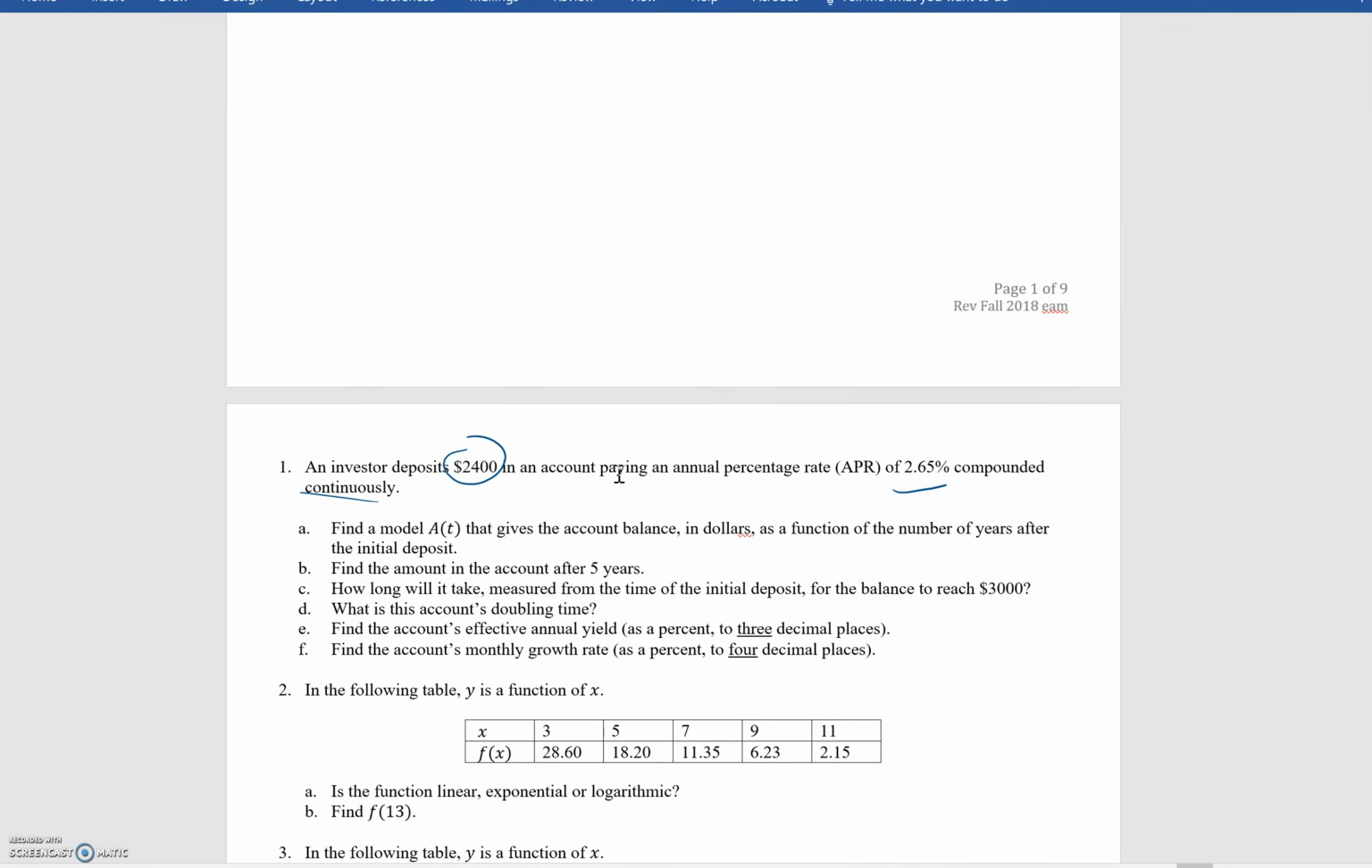So 2,400 times e to the 0.0265t. This will be our model. And this is what we're going to use in all our computations. So we're going to input this model for y1, and then we can go ahead and do questions B through F.